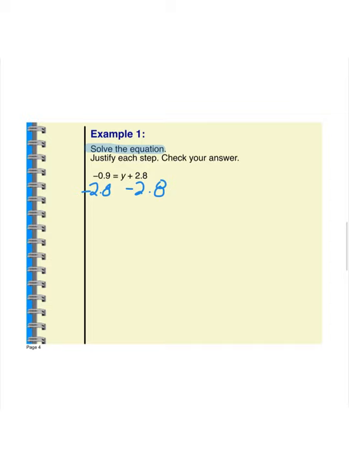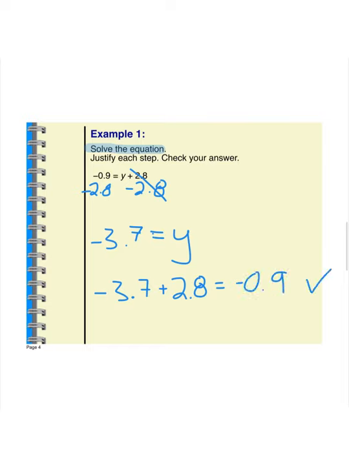So now I have negative 0.9 minus 2.8 equals y. That positive 2.8 and negative 2.8, they're going to cancel out. So negative 0.9 minus 2.8, that's going to be further away from 0. It's going to go more negative. So I have negative 3.7 equals y. And we're going to check our answer. So if I plug in negative 3.7 for y, negative 3.7 plus 2.8, if you were to enter that onto a calculator, you could double check it, and yes, that is equal to negative 0.9. Check, we're good.